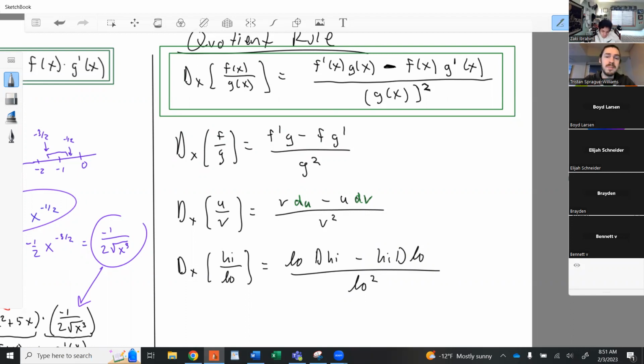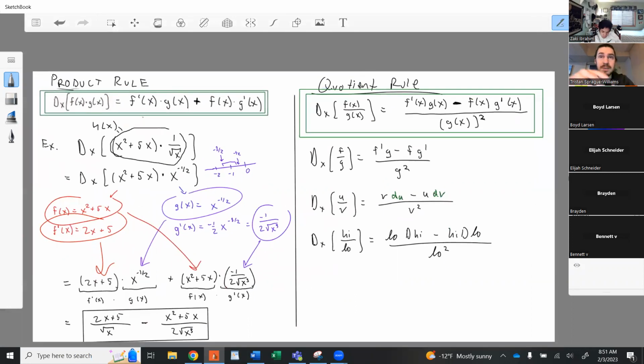You guys are going to need to memorize these differentiation rules for chapter 3, but after chapter 3, I'm going to give you a formula sheet to use on subsequent chapters, 4 and 5. Just a heads up.